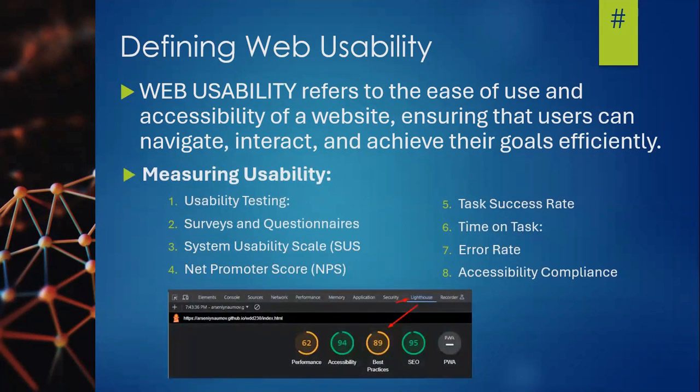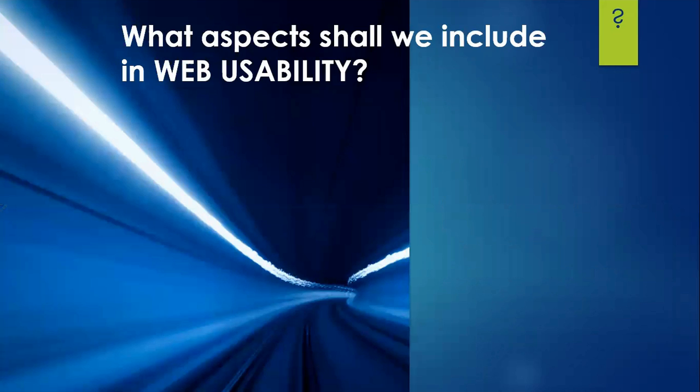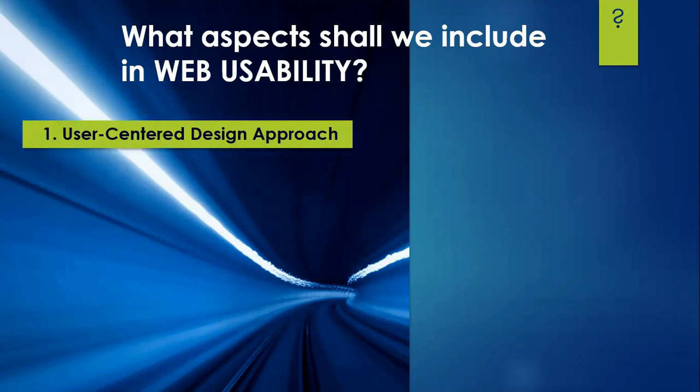In our course, WDD 230, we usually use Lighthouse to measure all of that. So this is all familiar to you. Probably not by the structure. We'll see in detail. So what aspects shall we include in web usability specifically?